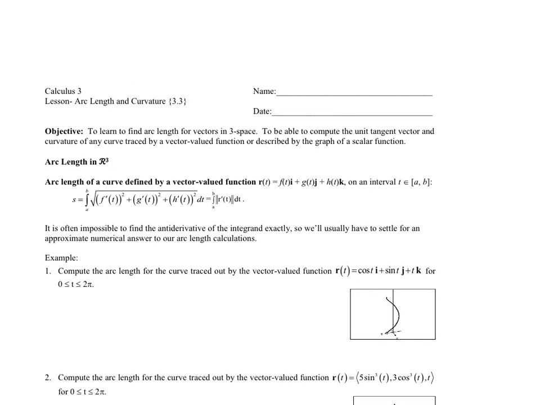But the last thing we're gonna talk about tonight is arc length and curvature. Well, just arc length, actually. We'll get to curvature next class. Curvature is actually a really fun topic. It's exactly what it sounds like. It's the idea that you can quantify the curviness of a function. Some curves are more curvy than others.